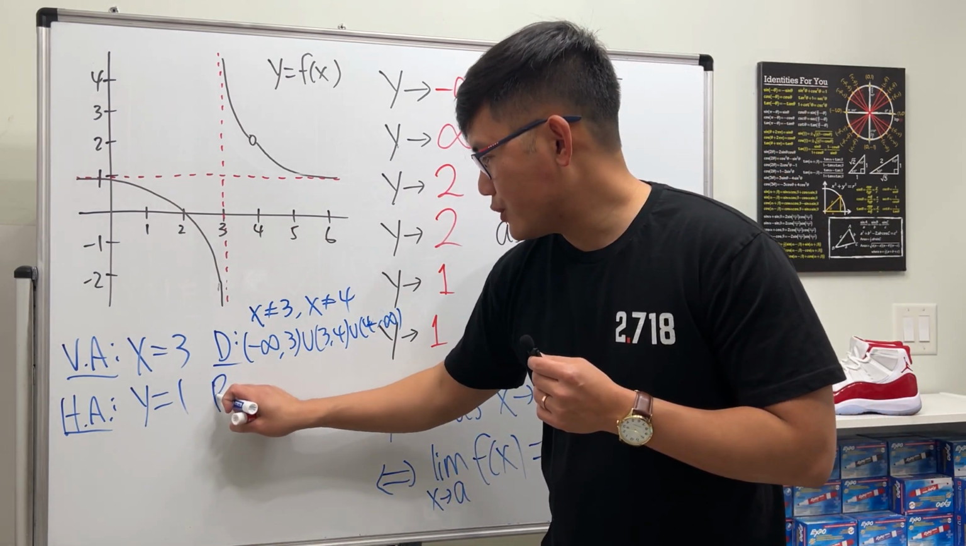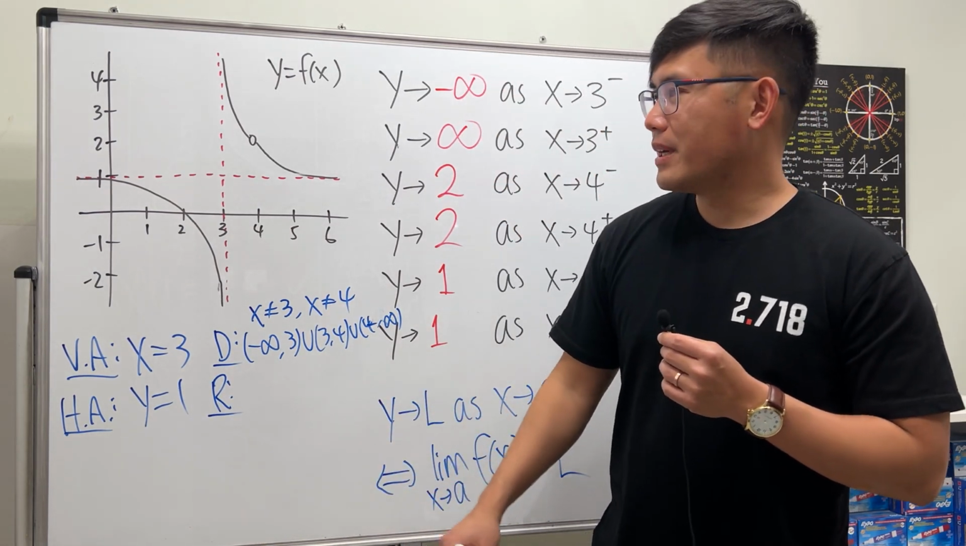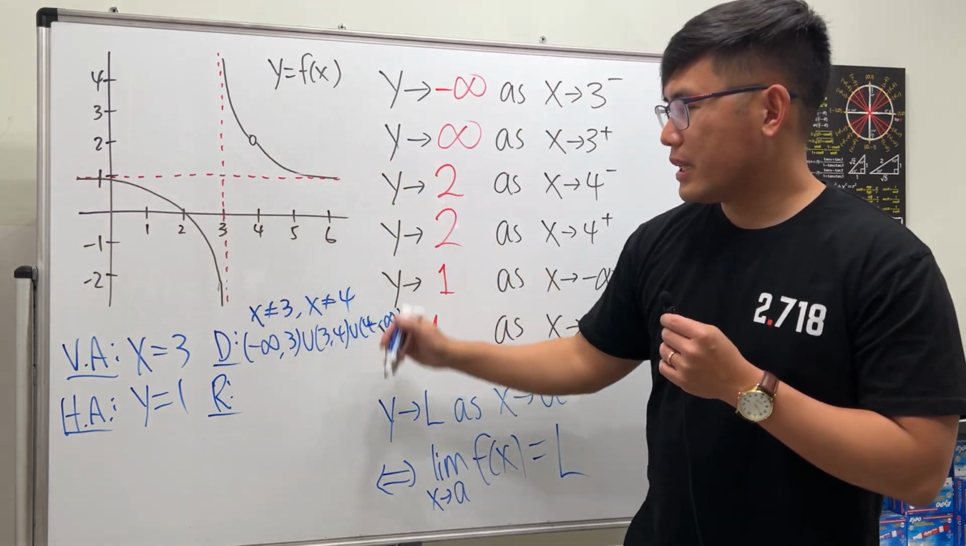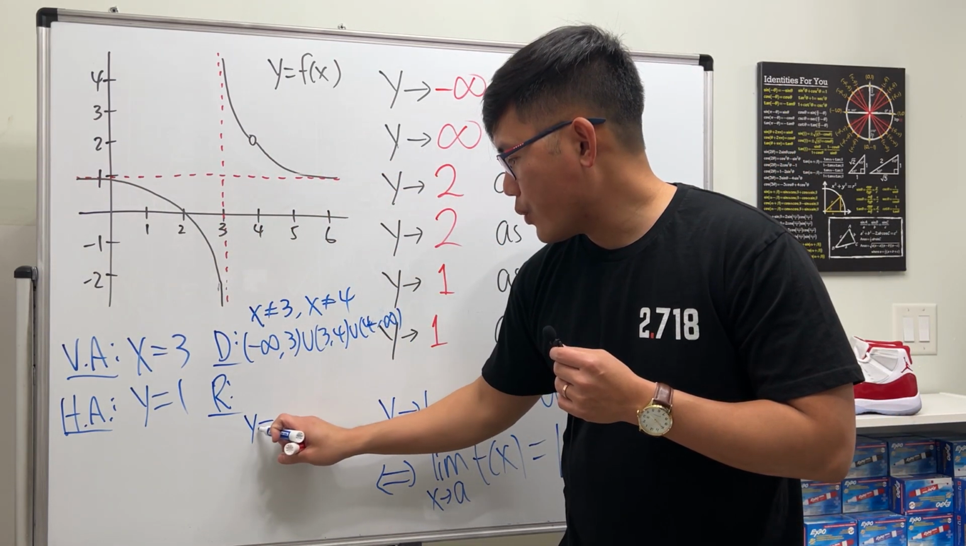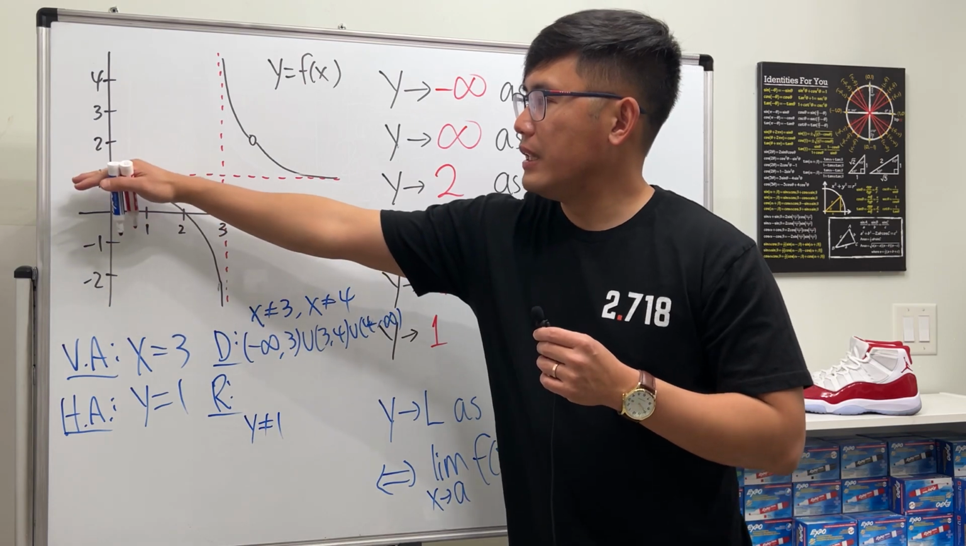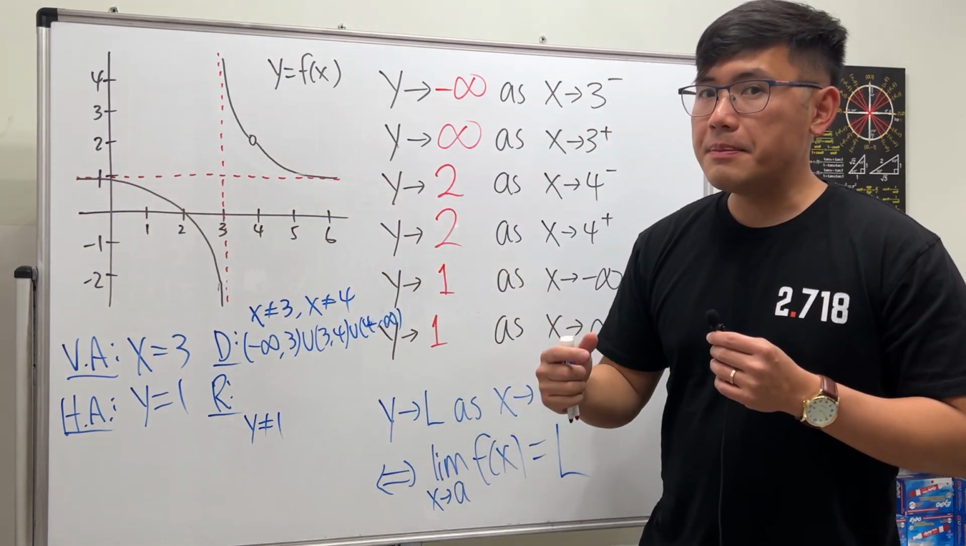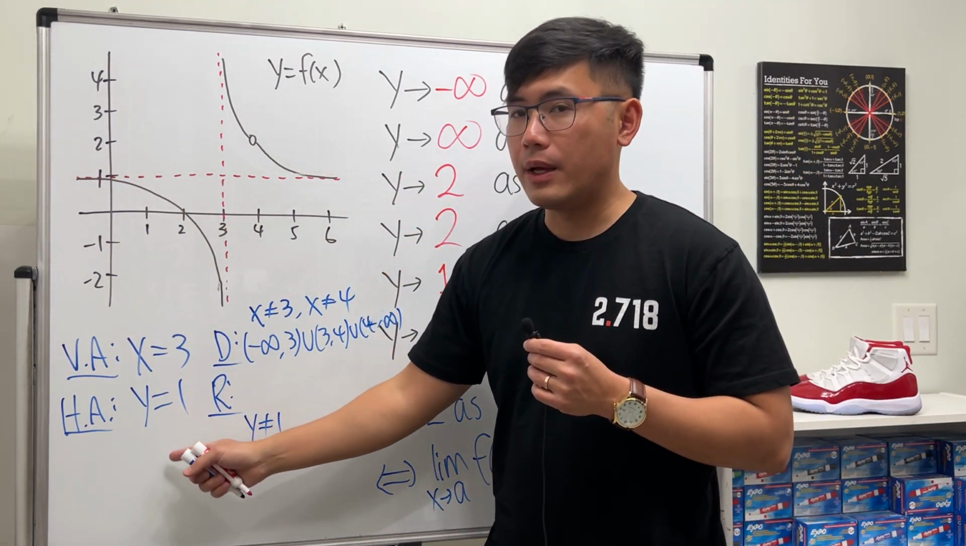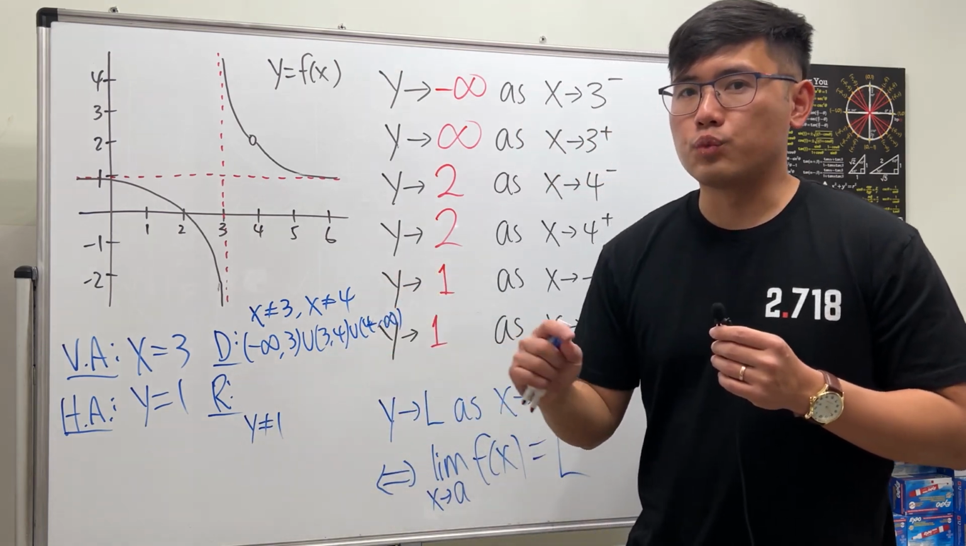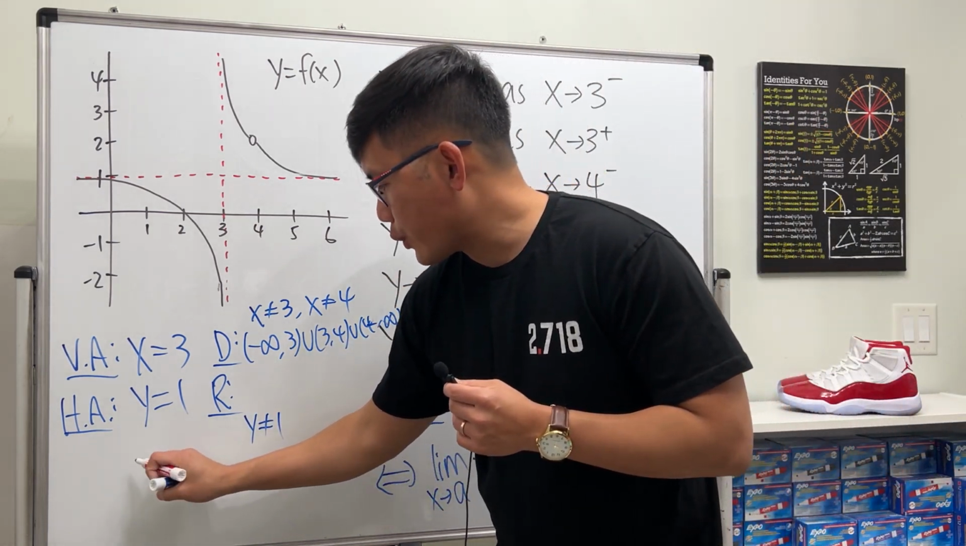Now, for the range, well, be careful. In our situation here, y cannot be equal to 1 because the curve never crosses 1. Sometimes, even though you have a horizontal asymptote at 1, the curve might still cross 1, so you have to be careful. Here is just a quick example.